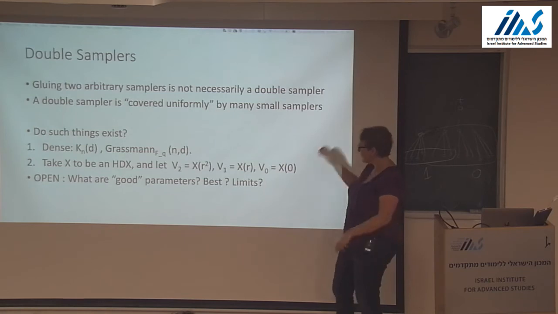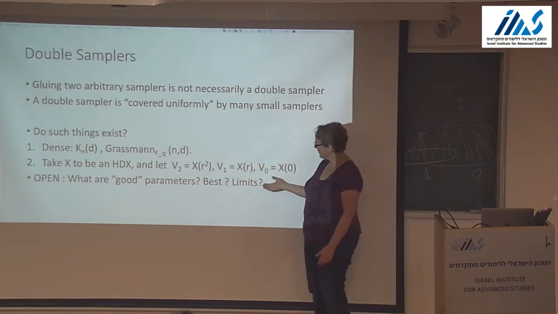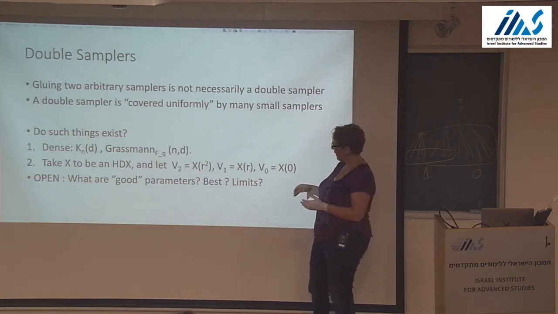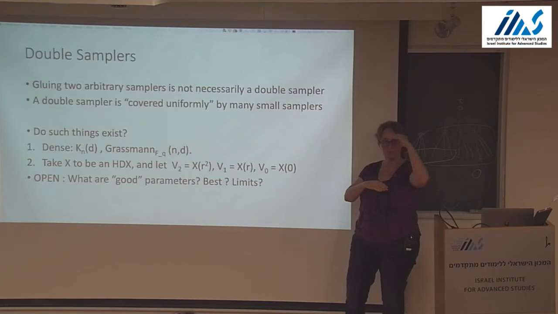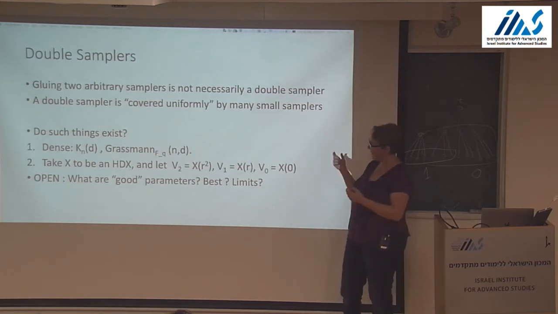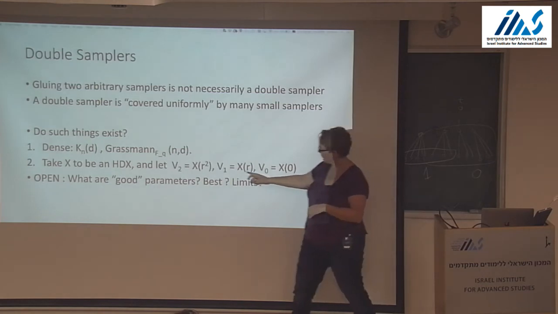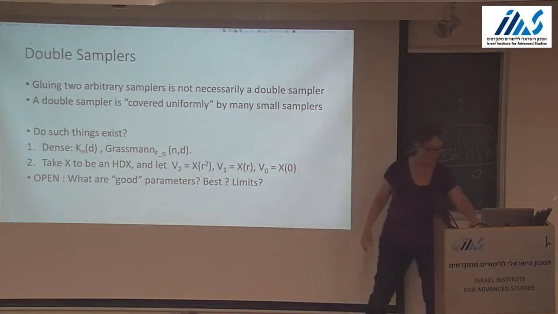Okay, so this works, but it's very intriguing to ask what you can hope for. What is the best double sampler you can get? For example, we got sparse, so the number of sets in V1 and V2 is linear in n, but how small can it be? If I fix gamma, or I fix the parameters of the sampler, what is the smallest size of V1 and V2 that I can get? This is open.